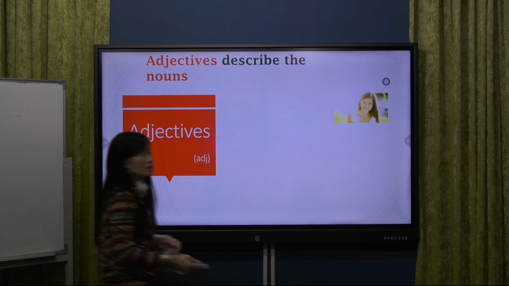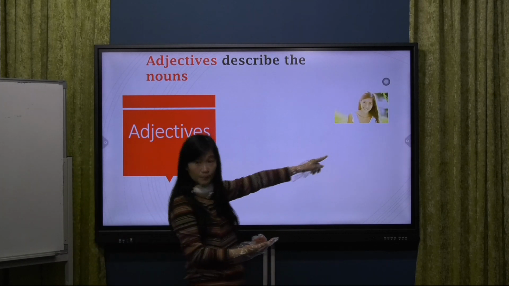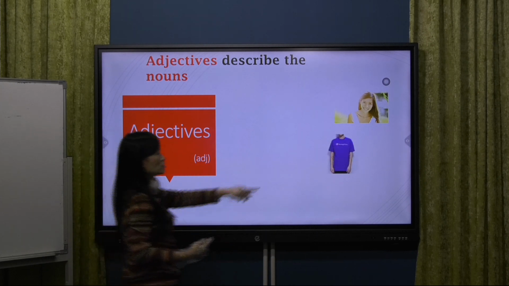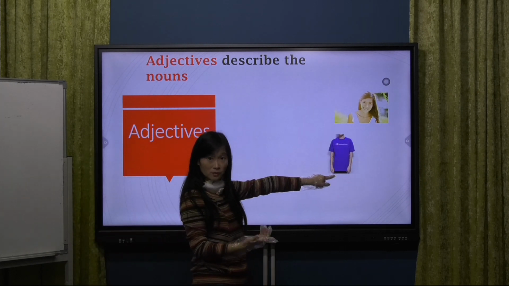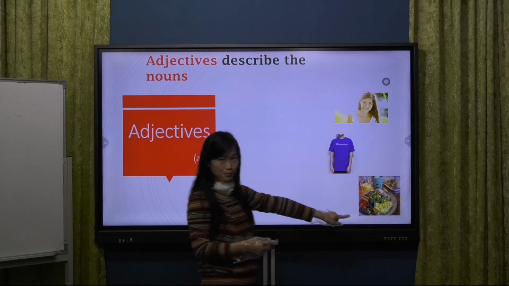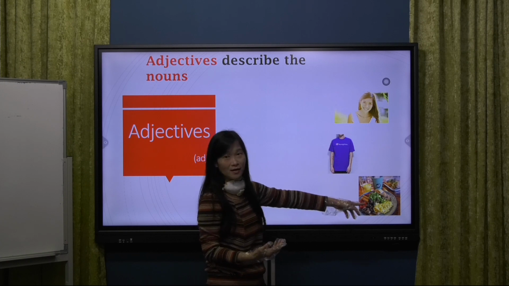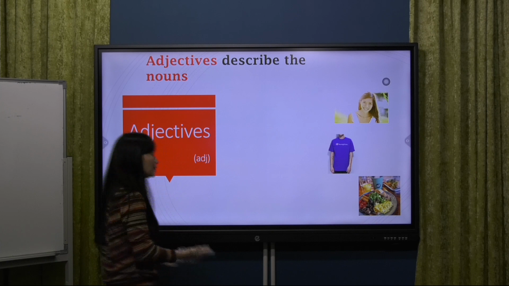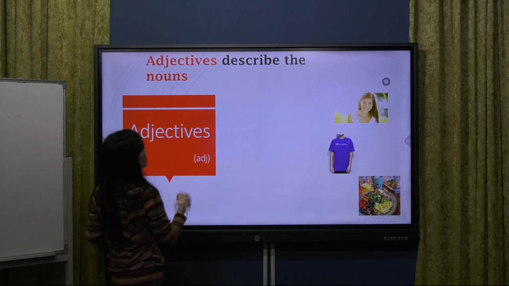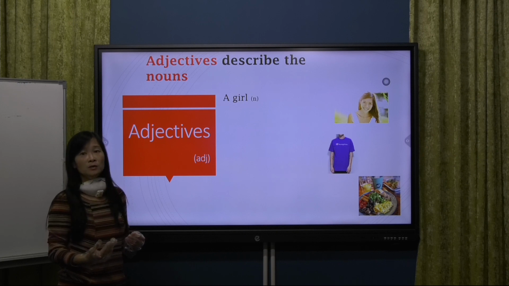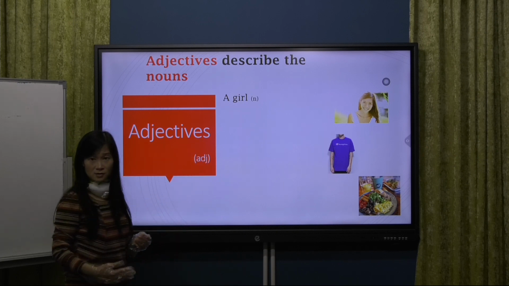So this is a girl. A girl is a noun, right? Girl is a noun. And also a t-shirt. A t-shirt, a noun. And what's this? It's a big breakfast, which I like very much. So breakfast is also a noun. And what about if we want to tell more about all these nouns?